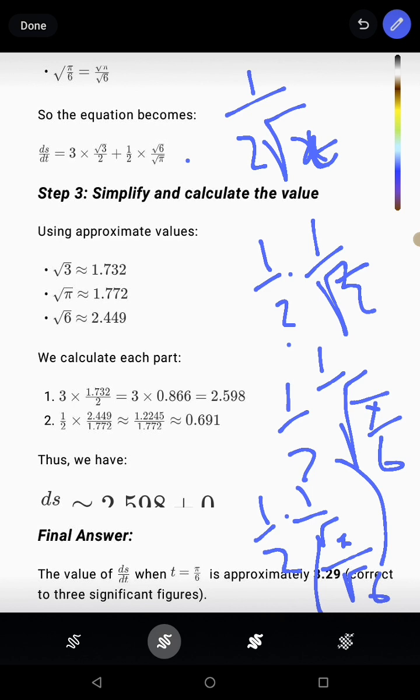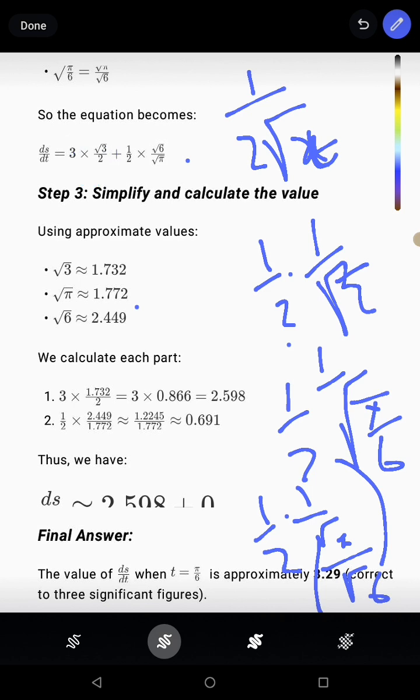Now, pi in that situation, I told you pi as a number is 3.142, and the square root of 3.142 is approximately 1.772. Root 3 is approximately 1.732, and root 6 is approximately 2.449. Then joining everything, 3 times 1.732 over 2, we get 3 times 0.866, and that's the answer there. Just simplifying 1 over 2 times 2 points, we get what we got.